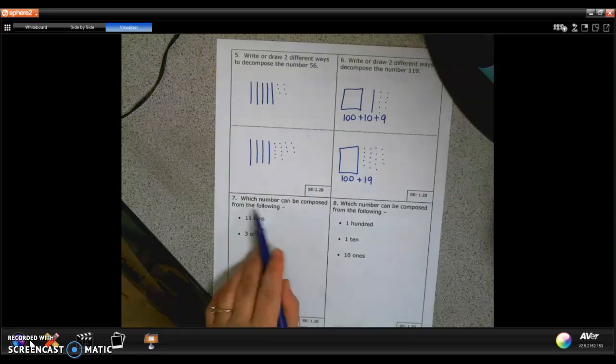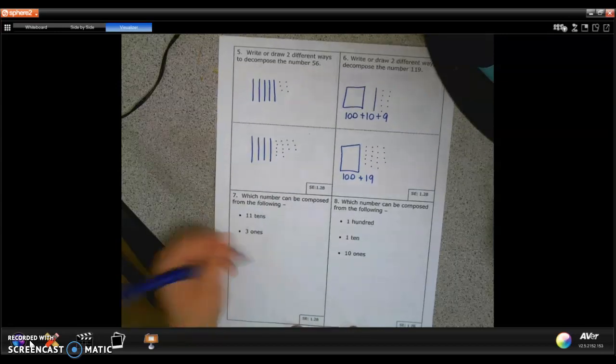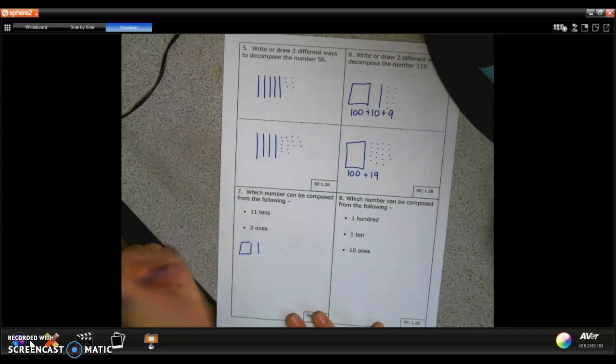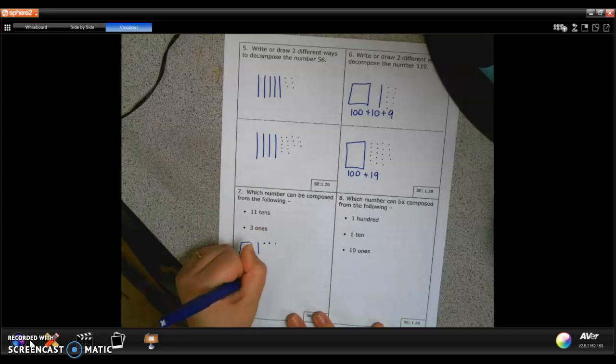Which number can be composed from the following? 11 tens and 3 ones. So if I have 11 tens, really that means I have 1 group of 100, 1 leftover 10, and 3 ones, which I know is 113.